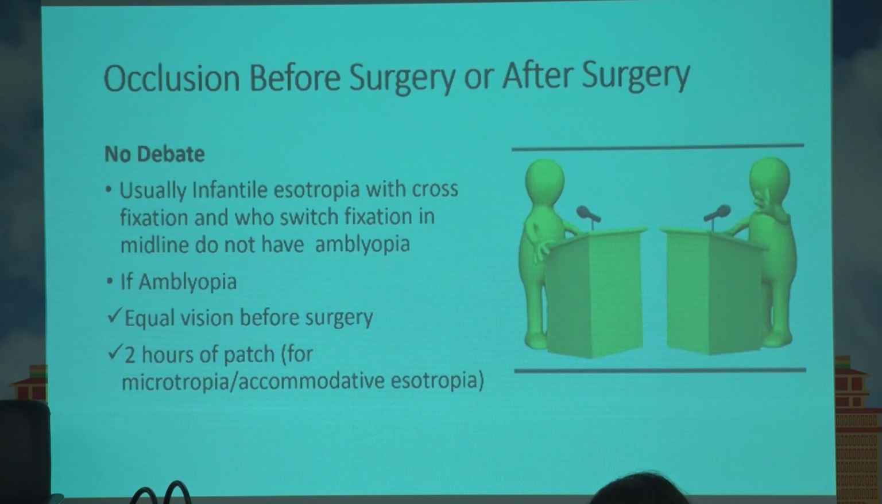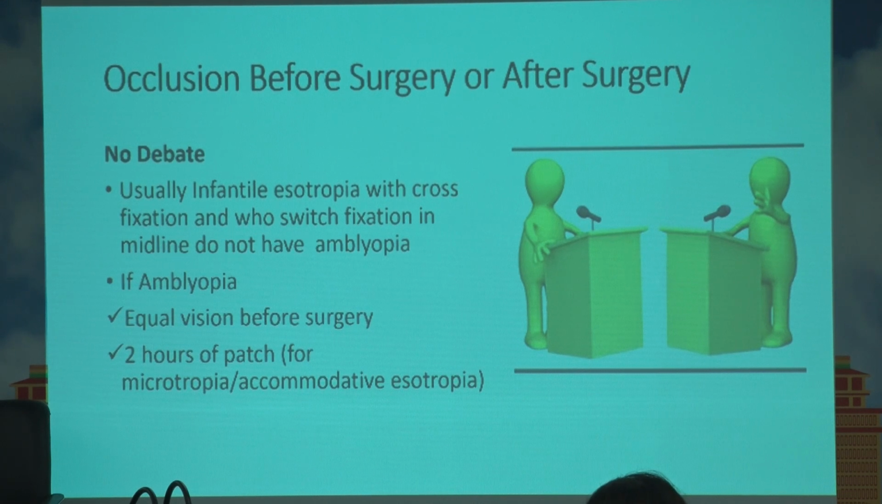then probably you can think of even doing an anterior transposition. The last topic in this, again not much of a debate left on this, is occlusion before surgery or after surgery. Most of these cases of infantile esotropia per se, when they present to us early, within the first 2 years of life, because they usually have cross fixation and they switch fixation in the primary gaze, they do not have amblyopia. So the question of giving them occlusion therapy before surgery usually does not arise. Amblyopia usually tends to develop later on in years once the accommodative element comes in.